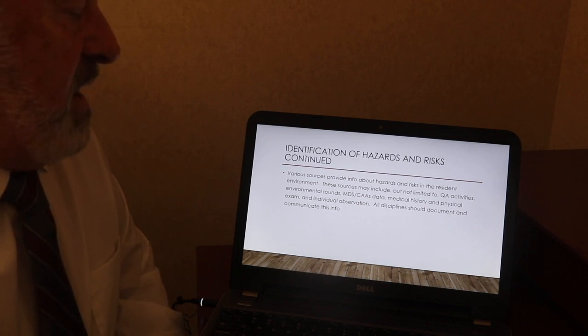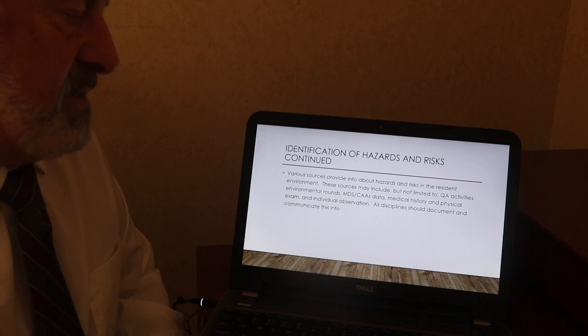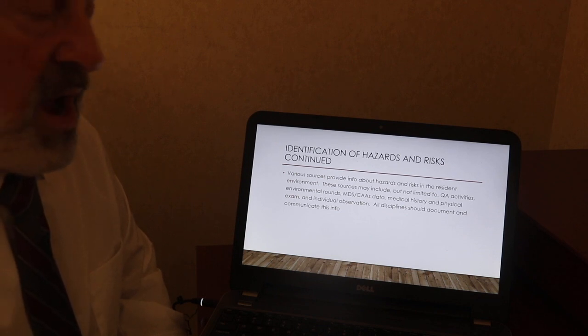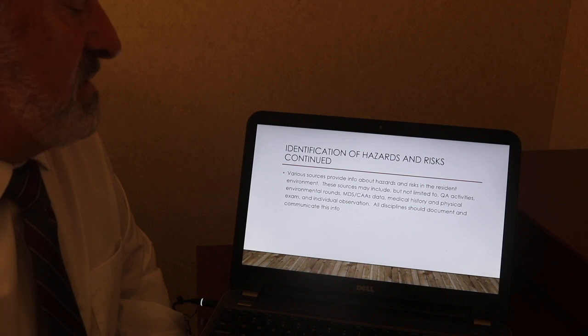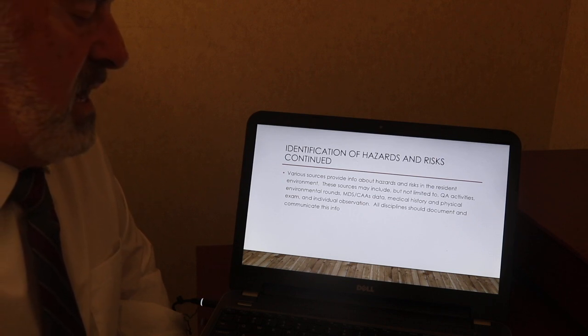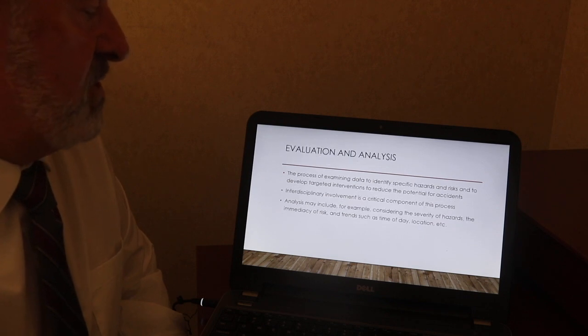Various sources provide information about hazards and risks in the resident environment. These sources may include, but are not limited to, quality assurance activities, environmental rounds, the MDS, the CAA data, medical history and physical exam, and individual observations. All disciplines should document and communicate this type of information.